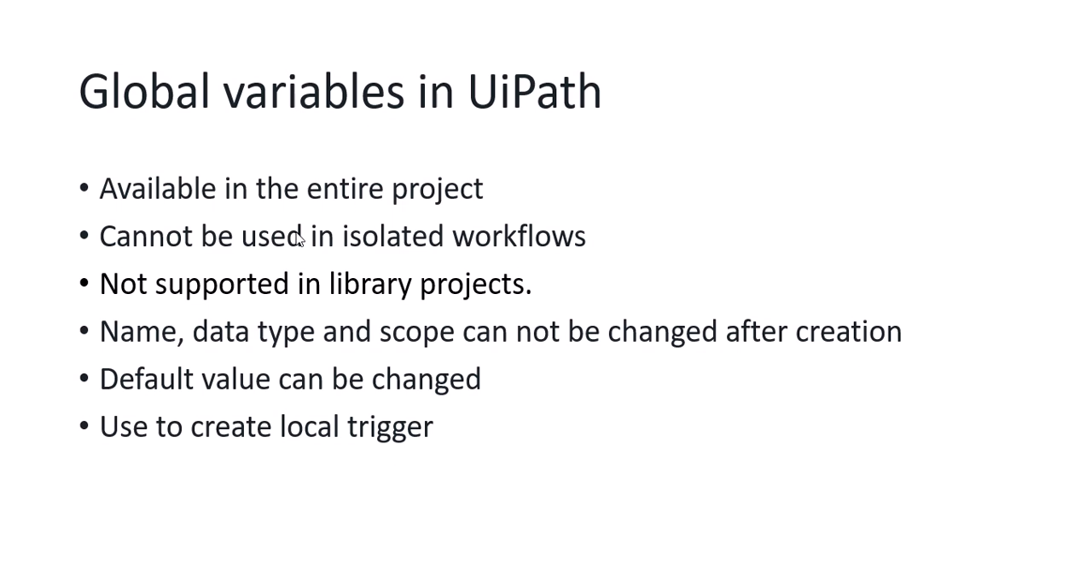You cannot use the global variable in the isolated workflow. That is very self-explainable. When you use any workflow as isolated and invoke it, then that workflow is invoked in a separate flow or separate manner. If it is separate from the main flow, then there is no use of global value in it. So you cannot use a global variable within an isolated workflow. A global variable is not supported in the library. So a library also cannot use a global variable. That is also explanatory.